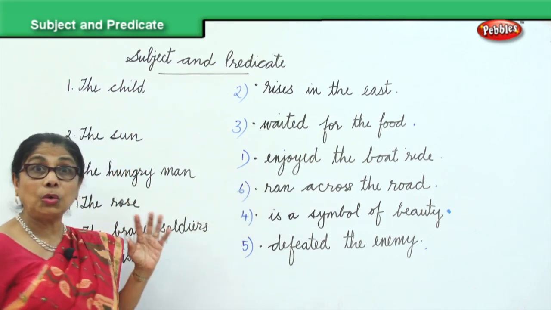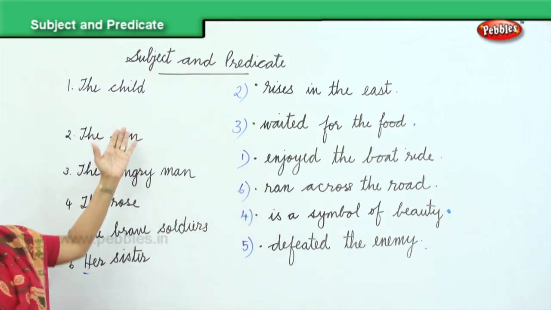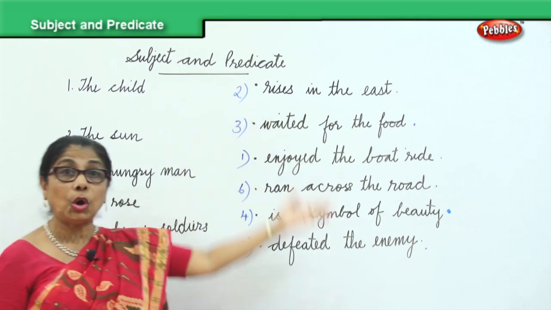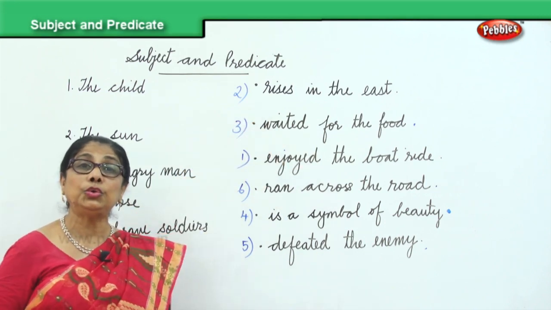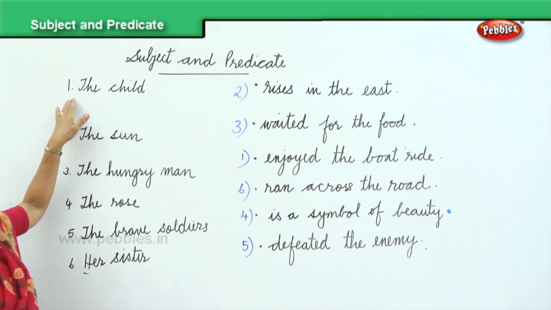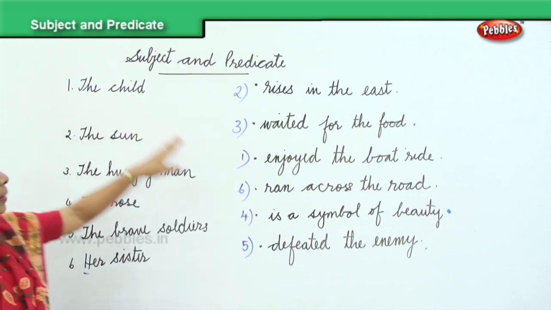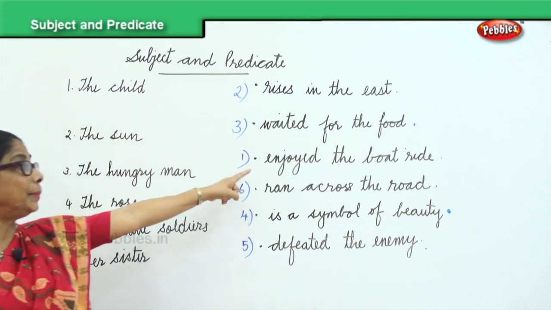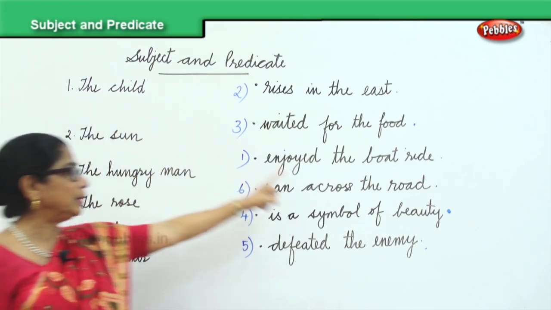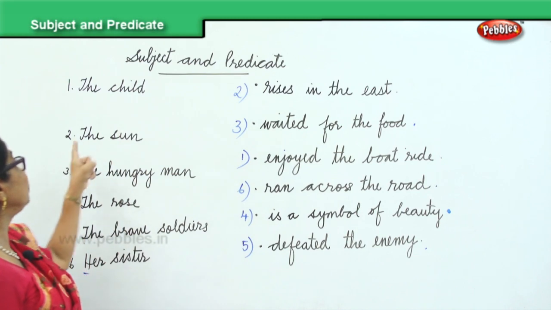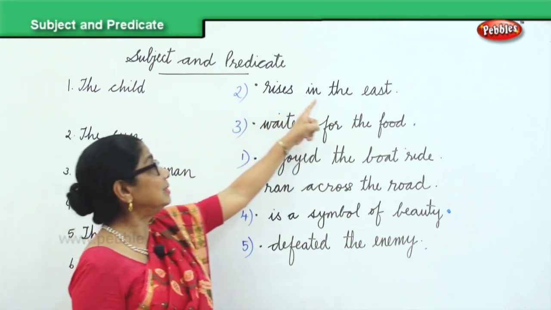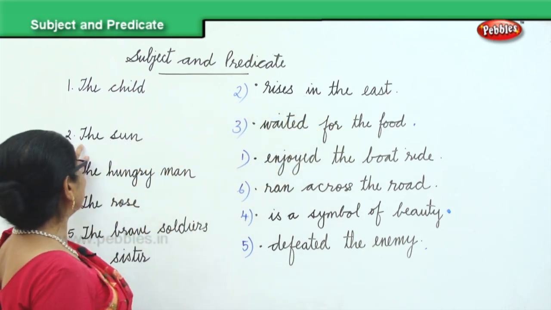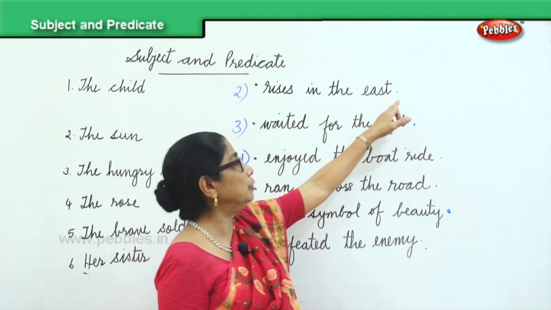Now, look at all the 6 sentences. Here we have all the subjects. Here we have all the predicates. Now we are putting the two parts together. Let's go over it again. The child enjoyed the boat ride. Subject, predicate, begins with a capital letter, ends with the full stop. The sun rises in the east. Begins with a capital letter, ends with the full stop.